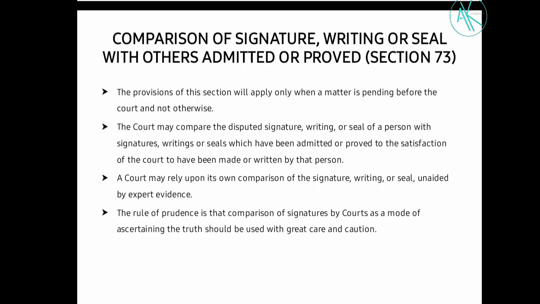Section 73: Comparison of a signature, writing or a seal with others, admitted or proved. The provision of this section will apply only when a matter is pending before the court and not otherwise. The court may compare the disputed signature, writing or a seal of a person with the signature, writing or a seal which have been admitted or proved to the satisfaction of the court to have been made or written by that person.